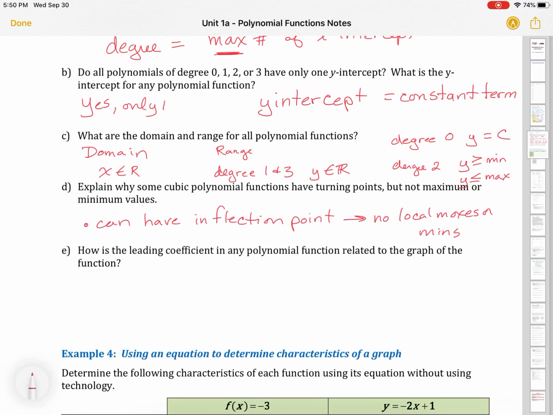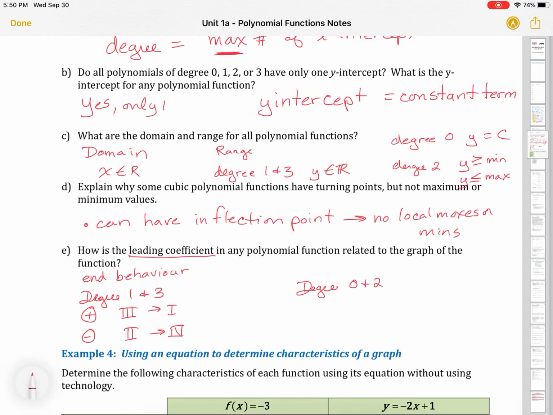How is the leading coefficient in any polynomial function related to the graph of the function? Well, the leading coefficient tells us about the end behavior. So, for degree 1 and 3, if it's positive, it goes 3 to 1. If it's negative, it goes 2 to 4.